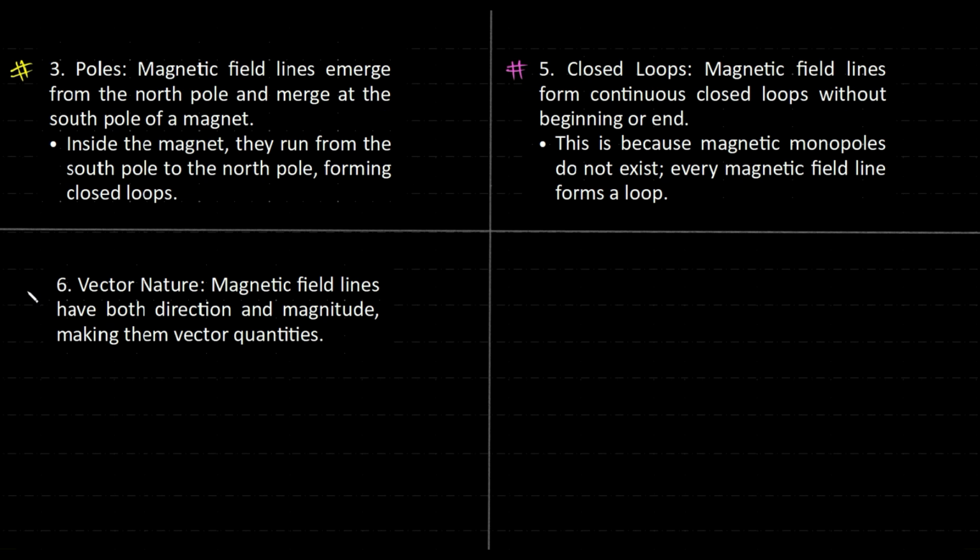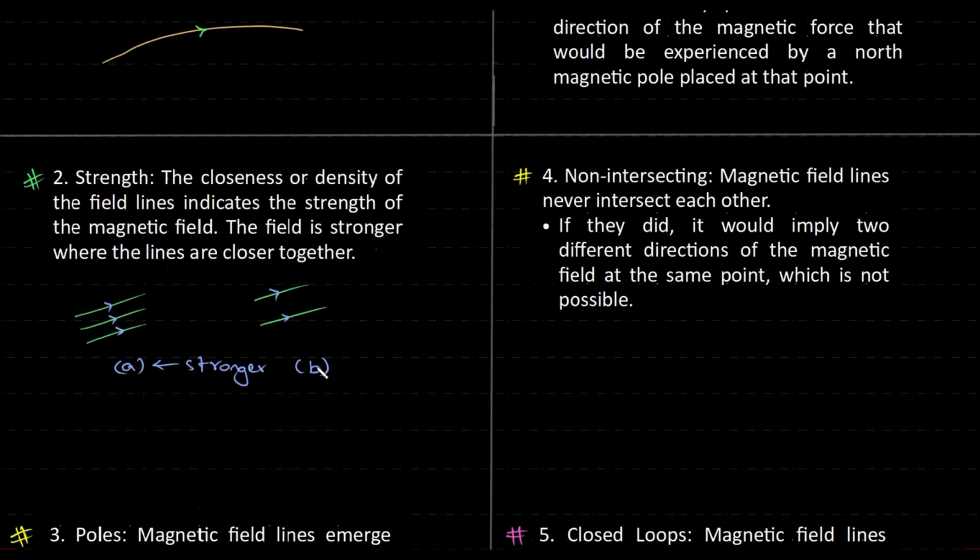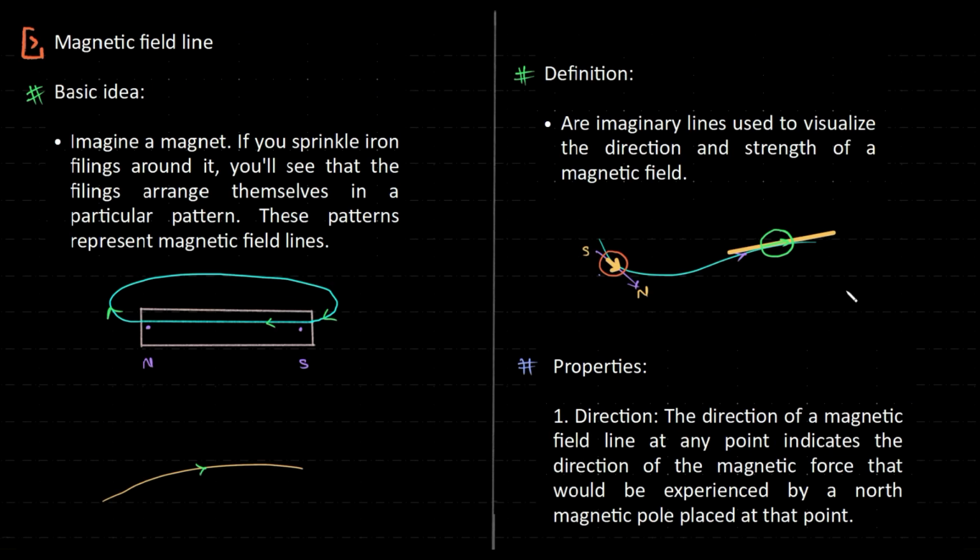And finally, vector nature. Magnetic field lines have both direction and magnitude, making them a vector quantity. So all this is your 8th and 9th grade syllabus. But yeah, here too you guys have to revise.